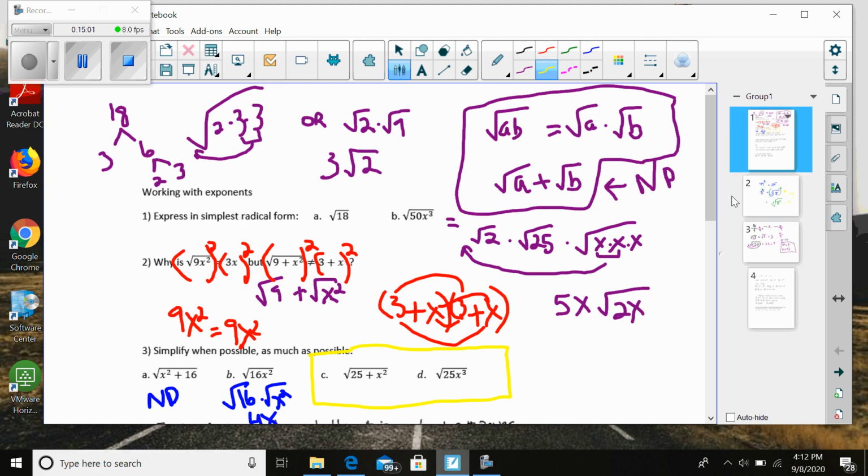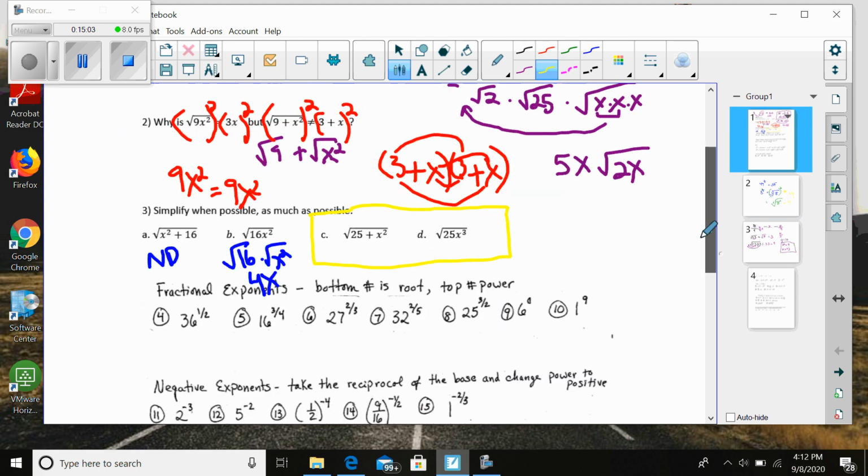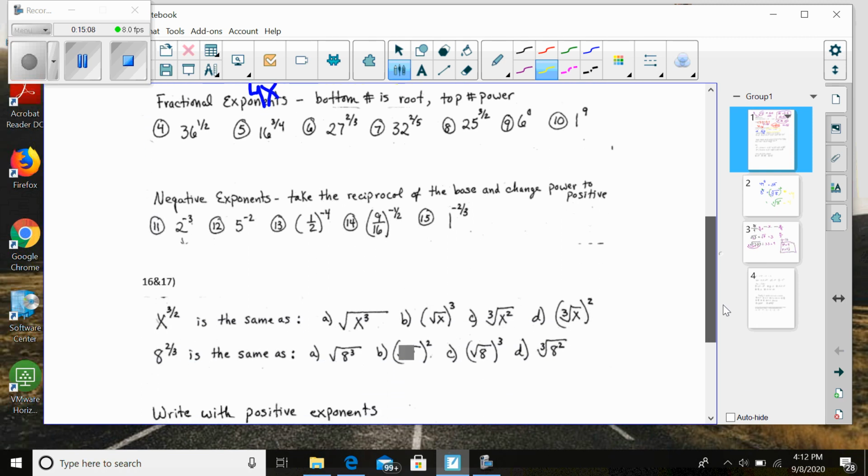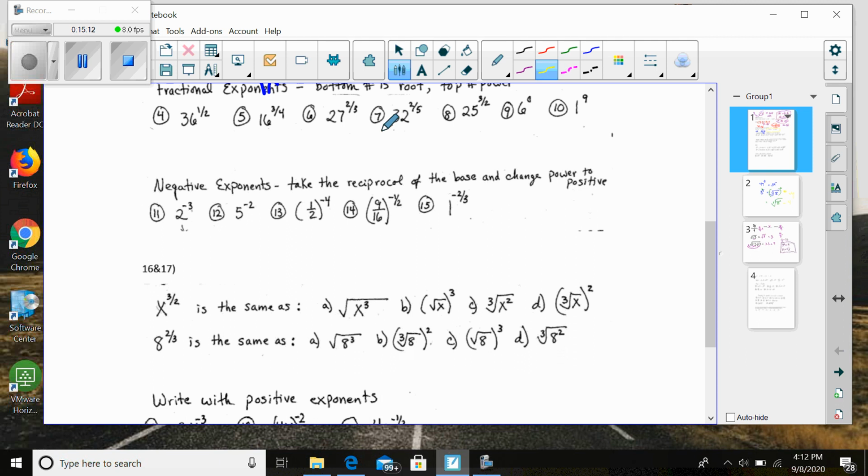So let's go back to the handout. So I just did 8 to the 2/3. Is that even on my handout? No, 27 to the 2/3 is on my handout. So let's try 7. I'll do 7 with you. All right, so again, bottom number means root, top number means power. I really don't want to square 32 and then take the 5th root. I would much rather take the 5th root of 32.